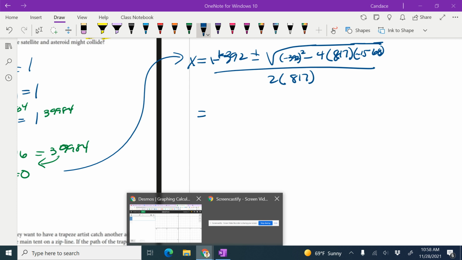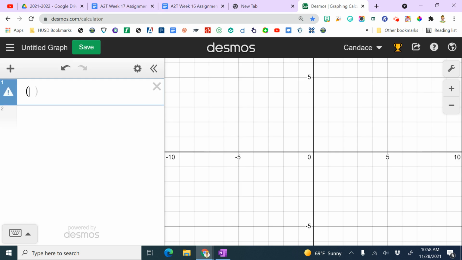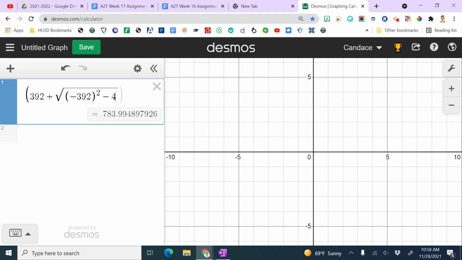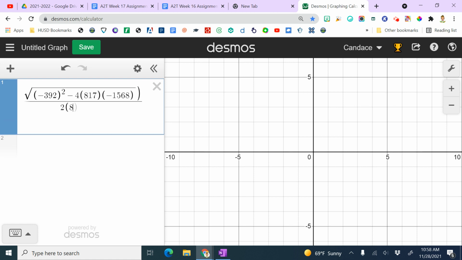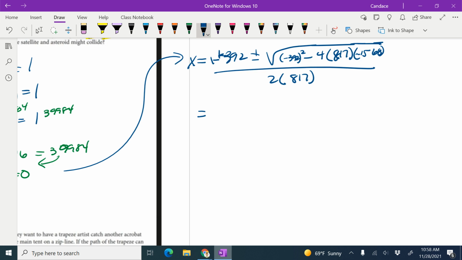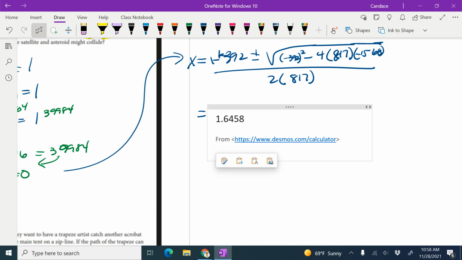All right, so I'm going to go into Desmos. I'm going to start with parentheses so I can do a fraction. So we decided positive 392. And then I'm just going to do the plus version first, SQRT for square root. And then it's negative 392, shift 6 for squared, minus 4 times 817 times negative 1568. Close my parentheses, hit a divide key, and then go 2 times 817. And I get 1.6458. That's one of my numbers.